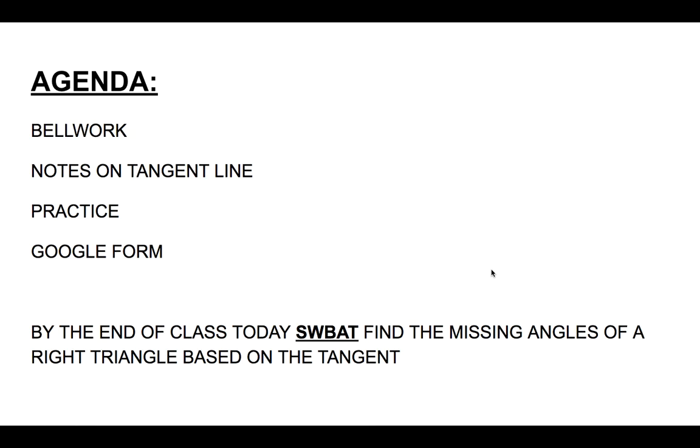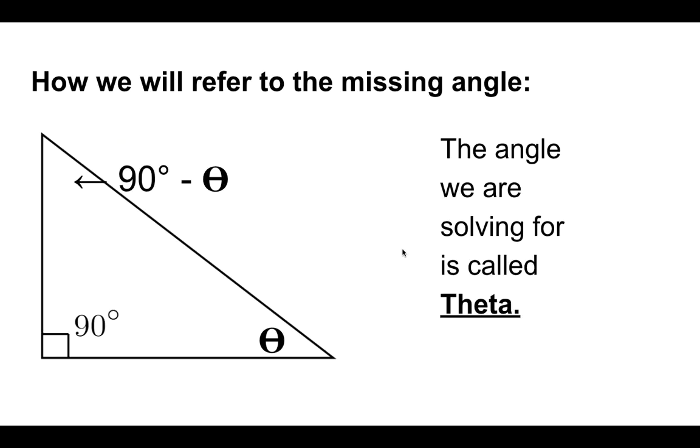Welcome back. So today on the agenda, make sure that you guys do the bell work check-in. I'm taking attendance. We're going to do notes on the tangent line, has some practice problems embedded, and then a Google form at the end. By the end of class today, you should be able to find the missing angles of a right triangle based on the tangent. Okay, so what we're going to be focusing on right now is right triangles.